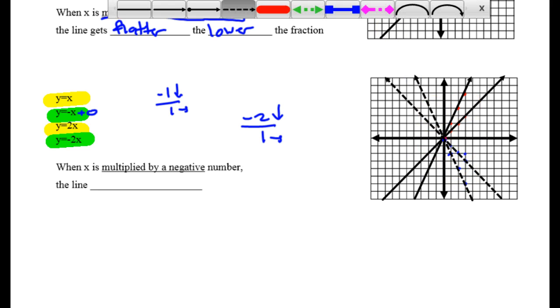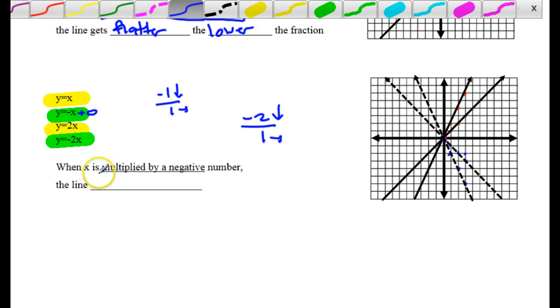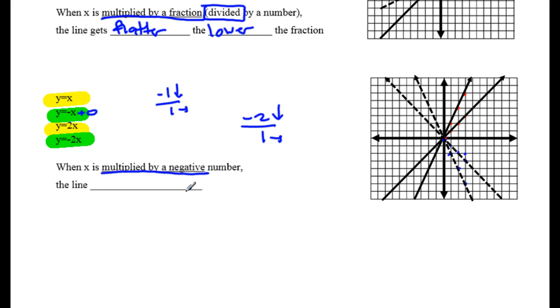Okay? So, to sum this one up, when you multiply by a negative number, the line reflects, goes the other direction. Okay? It's like the same line, just the opposite way. Just like positives and negatives are opposite of each other. Okay?